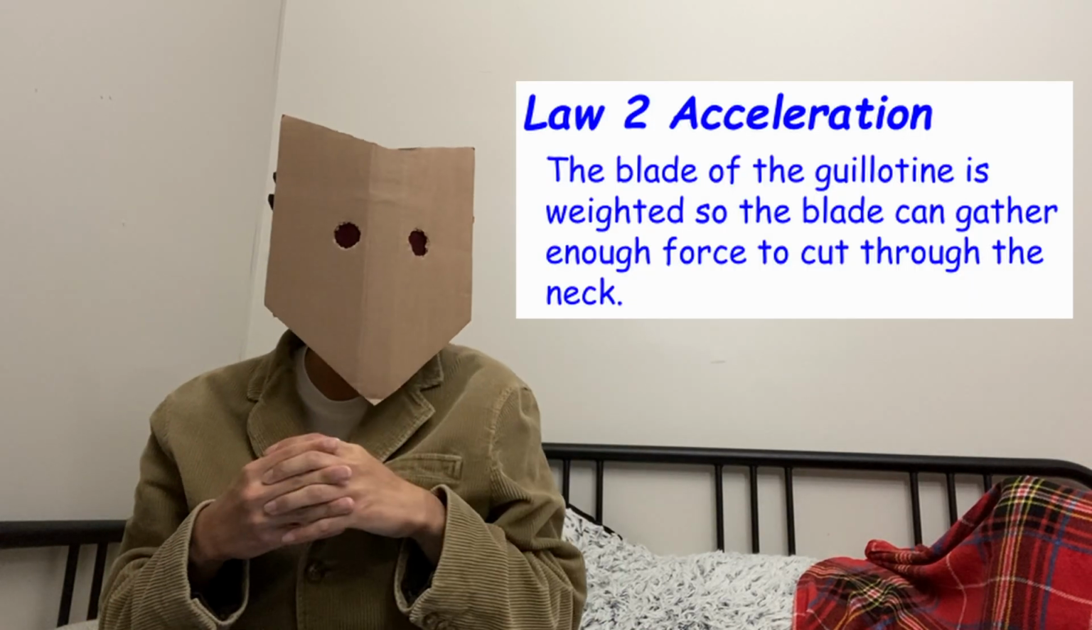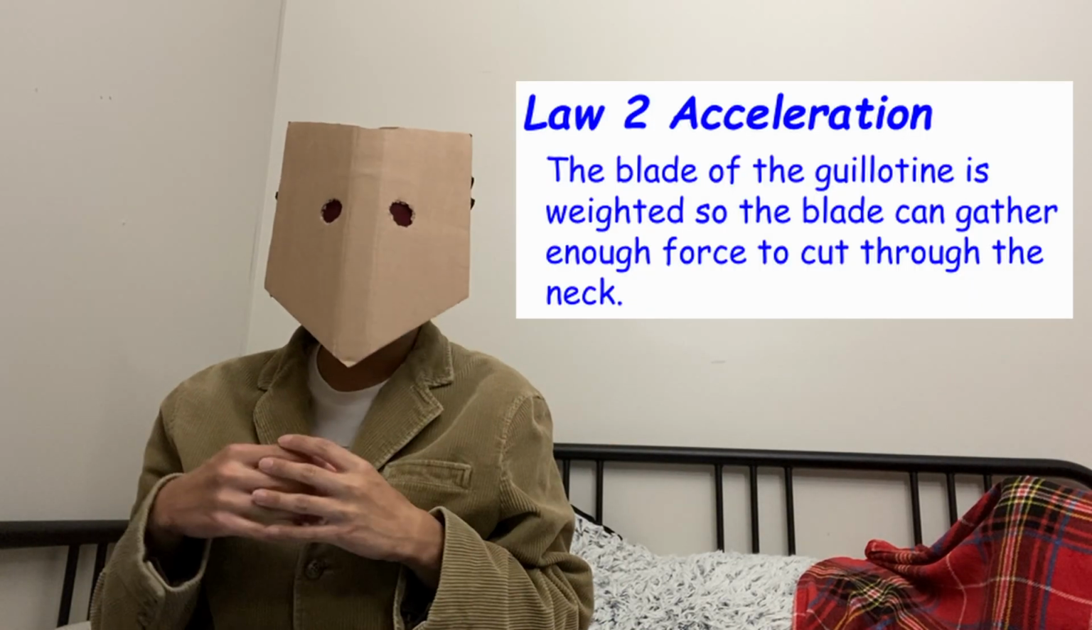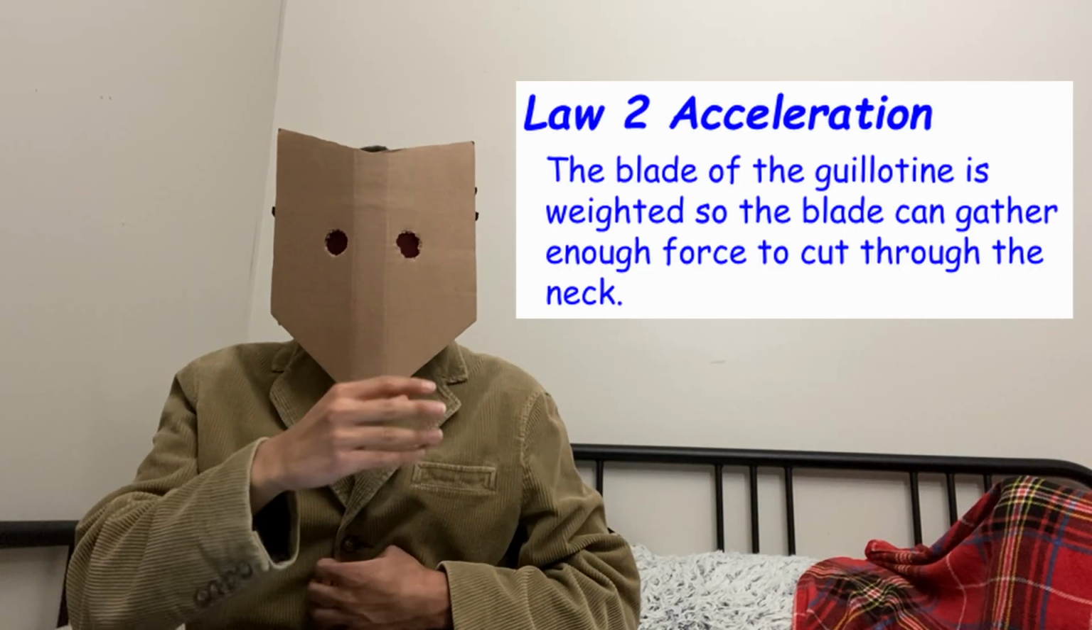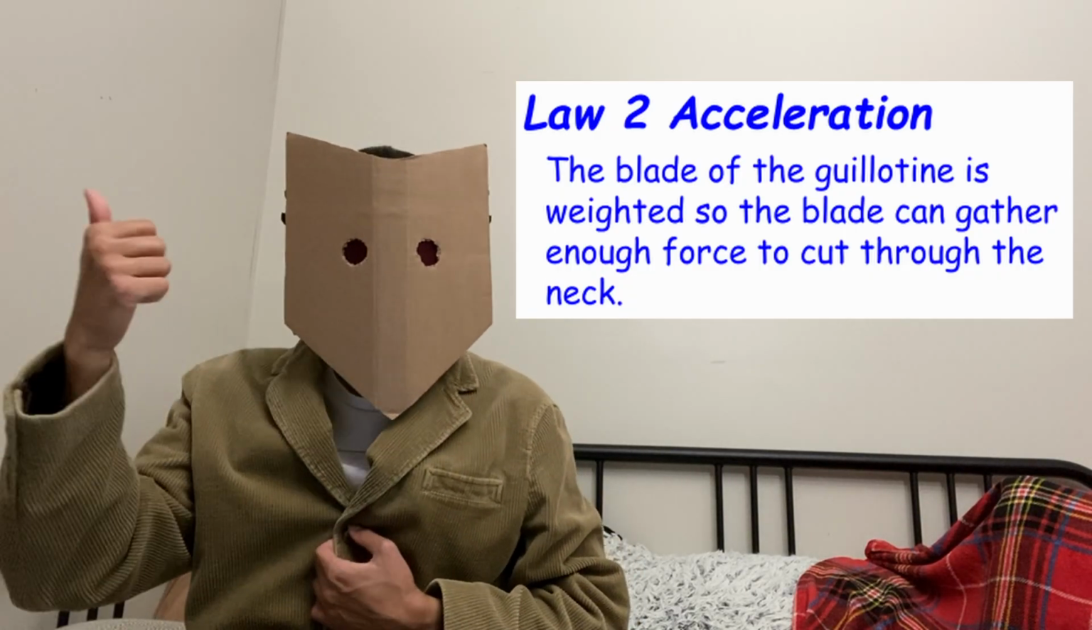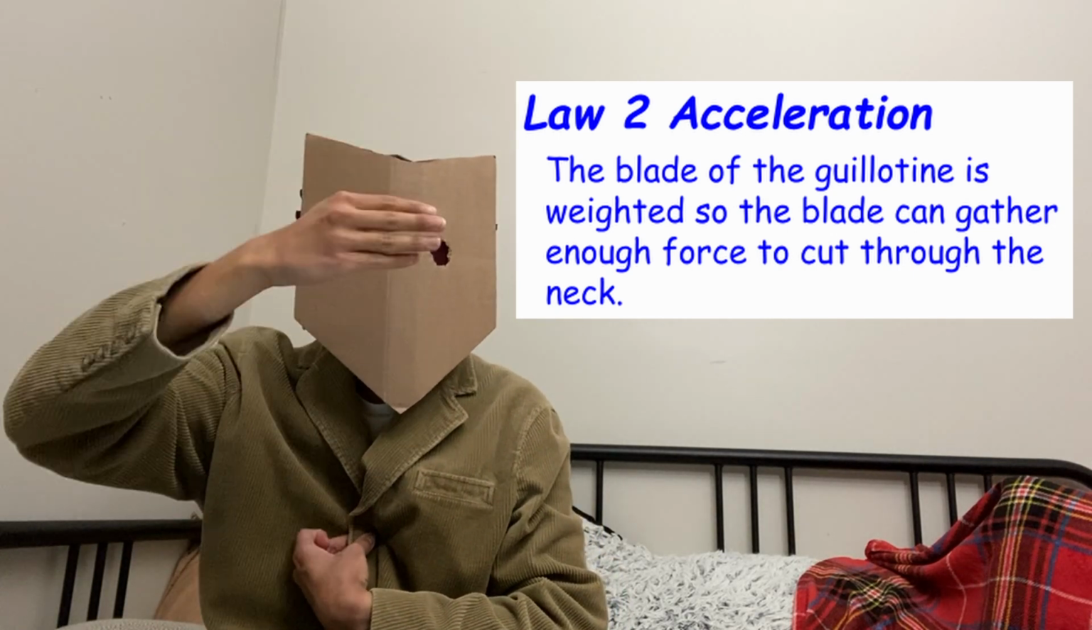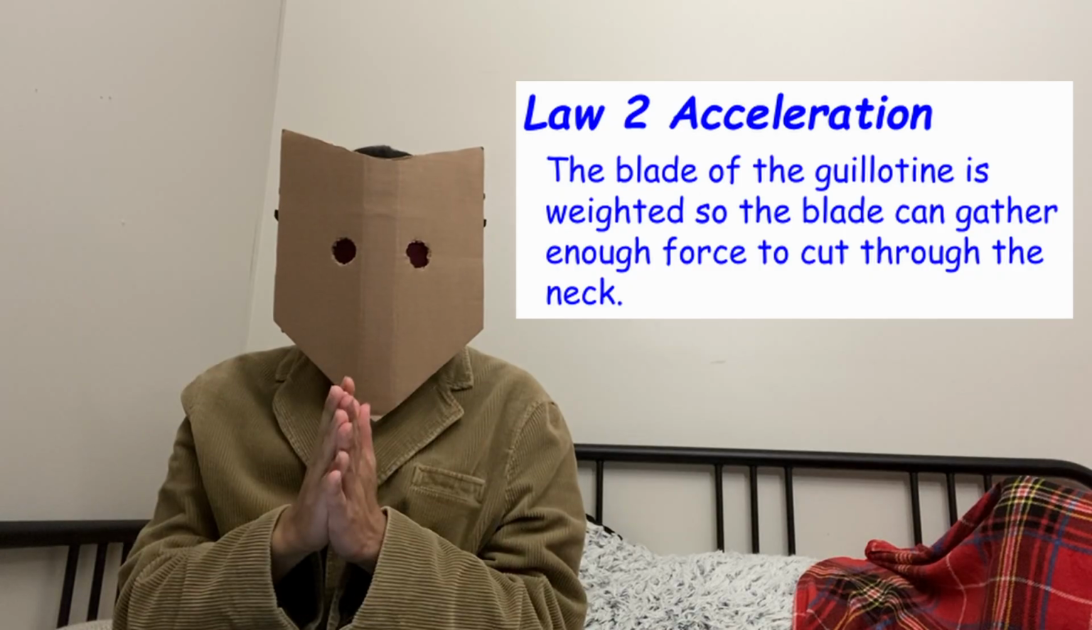The way Newton's second law is exampled by the guillotine is because you see the blade is actually weighted. So the weight times acceleration is the force. So the reason it is weighted is so the guillotine has enough force when coming down the neck to chop it off. That's science.